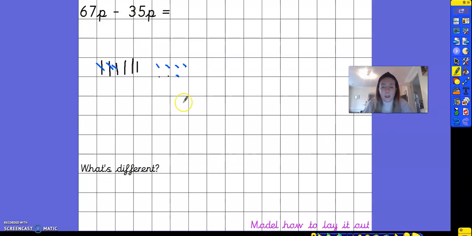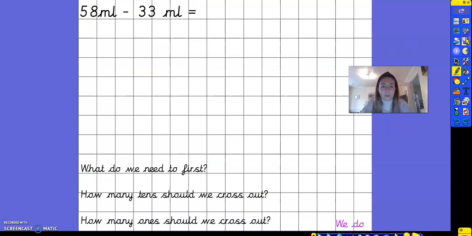After that, we can count it up to see what we've got left. I've got 1, 2, 3 tens. So I'm going to put 3 here underneath my tens. And I've got 2 ones. So our answer is 32. And we can really clearly lay it out on the page using the square paper without the grid. And that's what we're going to work on today.